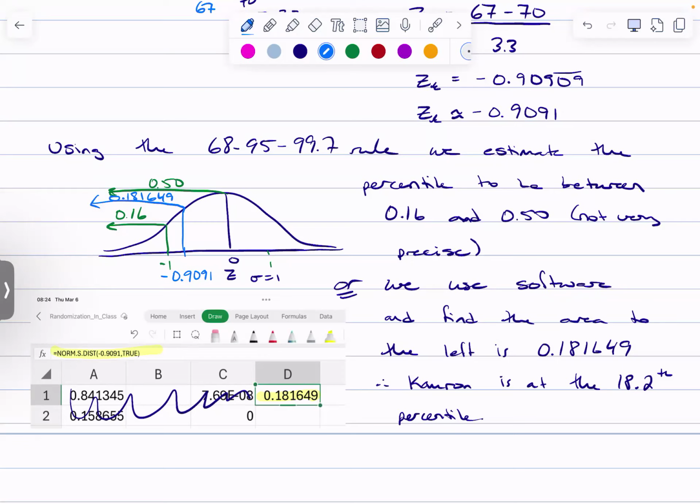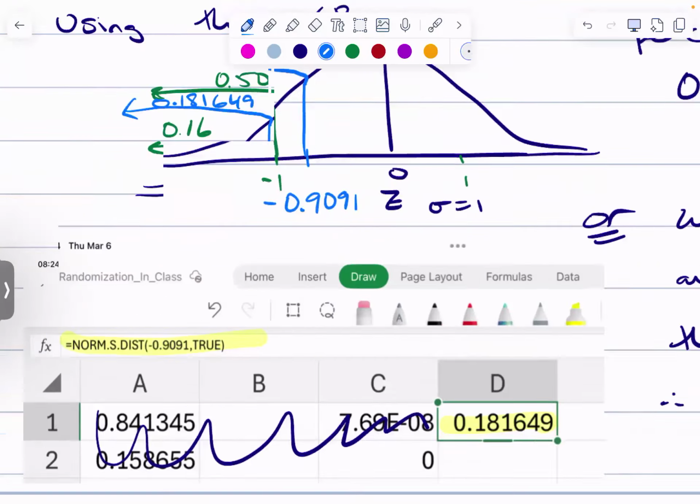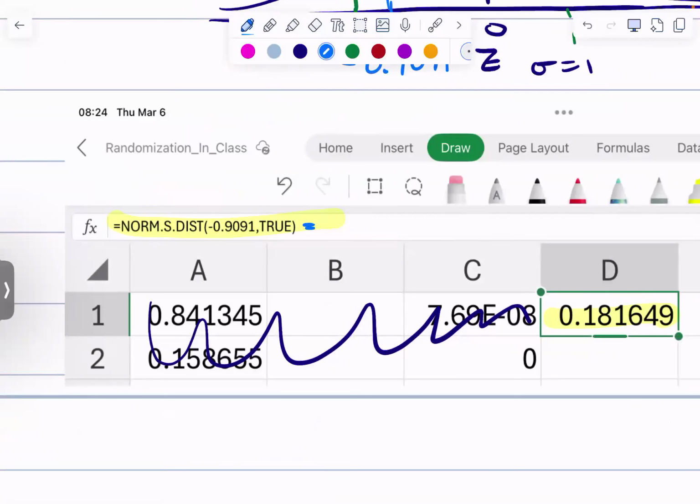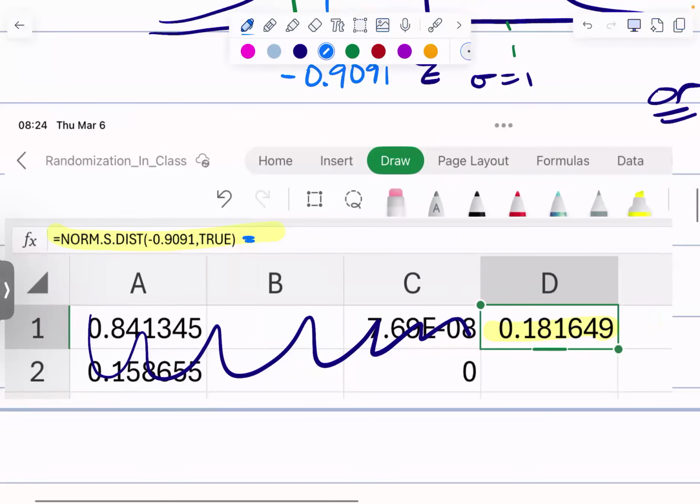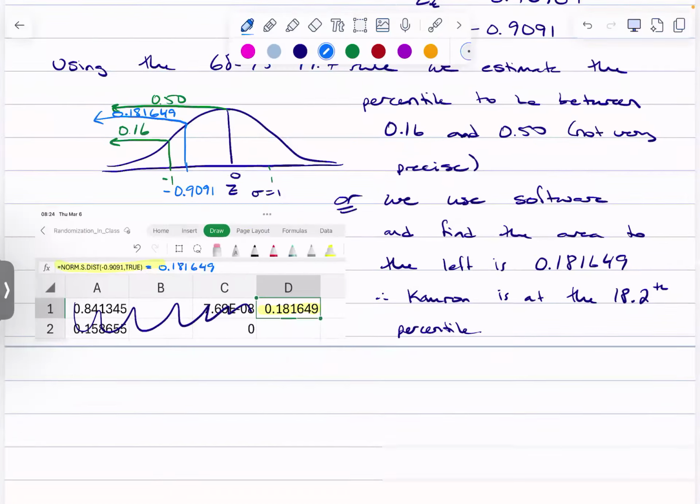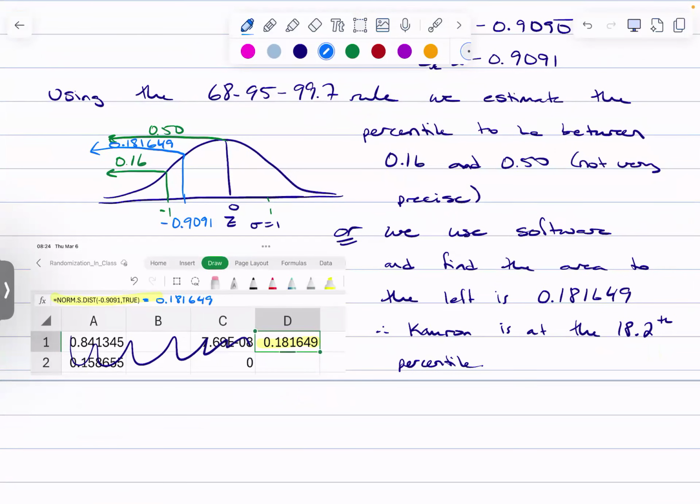But you'll need to know what to look for. For example, it would say something like this: Norm.s.dist for negative 0.909 with cumulative equals true is equal to 0.181649. That is how it would read on the front page, along with other things, and then you can grab the things that you need. So it's part of it, or you can just use your calculator. You'll find the same thing on your calculator. You can try it.